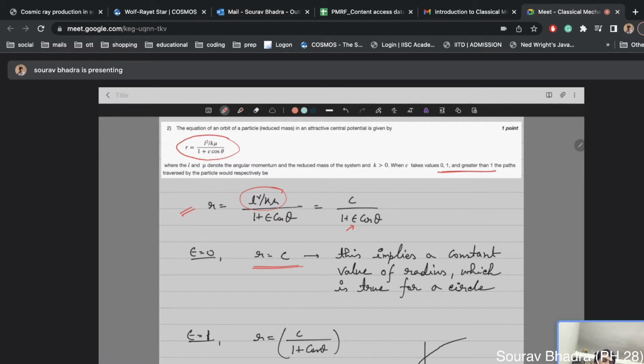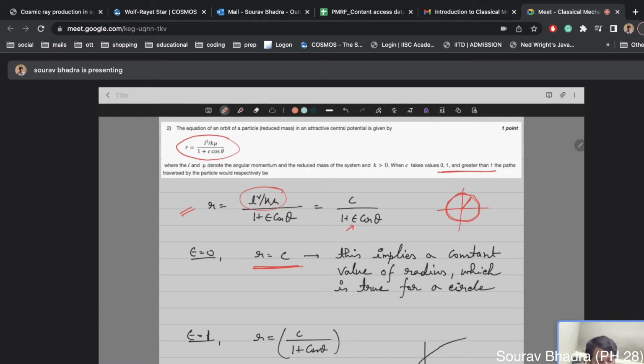So only a circle has this type of feature. Although it may not look like a circle, it is a circle. So for this case, your radius is always constant. The property of a circle is that the radius from the center is always constant. So this will imply a trajectory that follows a circular orbit. Okay, now that is the epsilon equals to 0 case.